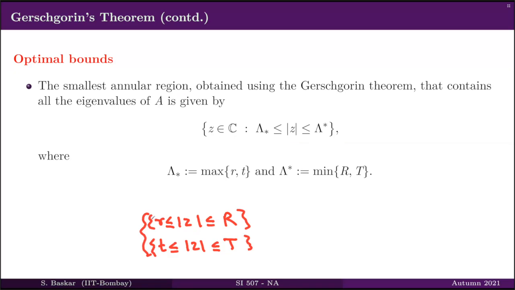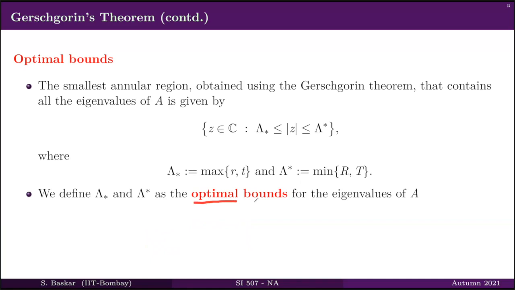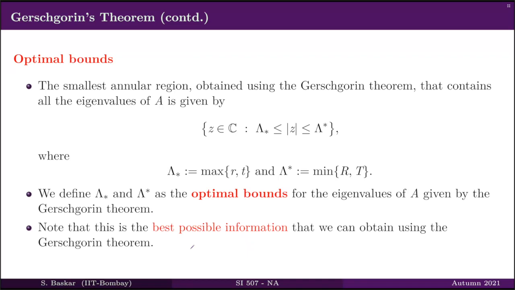Now what you do is you take these two, take the maximum of this. And similarly, you take these two and take the minimum of this. That will be your optimal bound, in the sense that all your eigenvalues of A will belong to this annular region. And that is the smallest annular region in which you can pack all your eigenvalues, right? Note that this is the best possible information that we can obtain using Gerschgorin theorem. So you should know how to construct this optimal bounds.